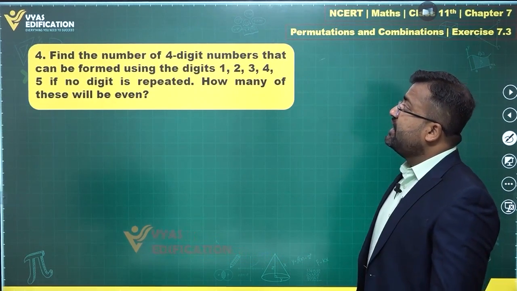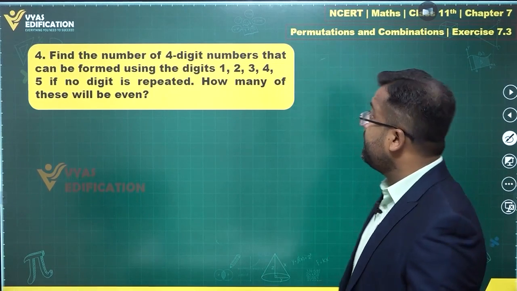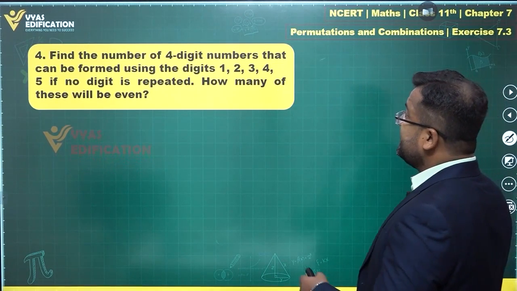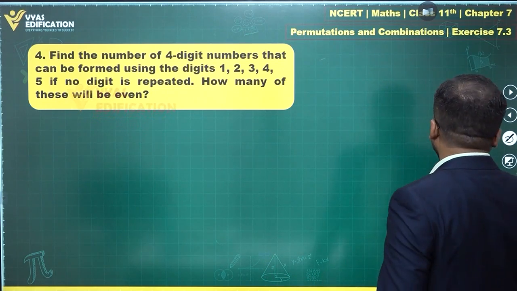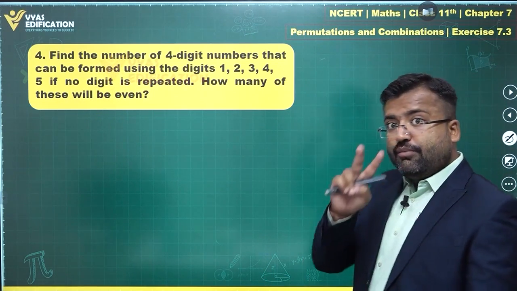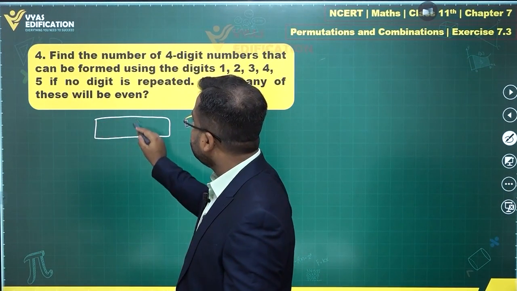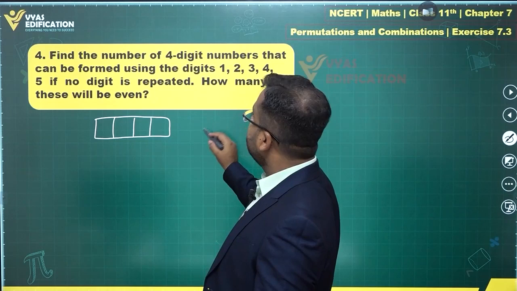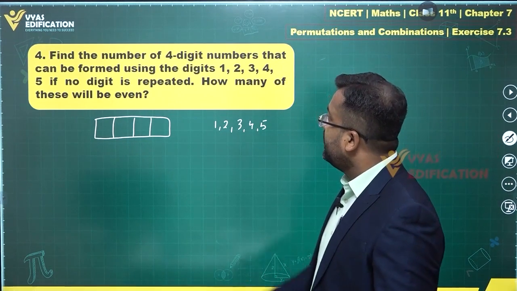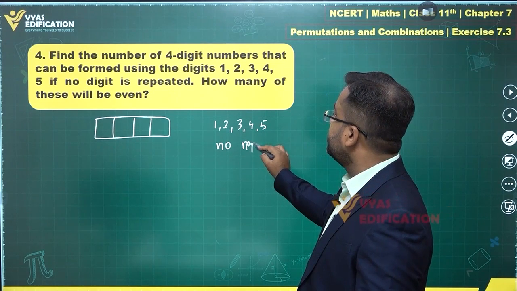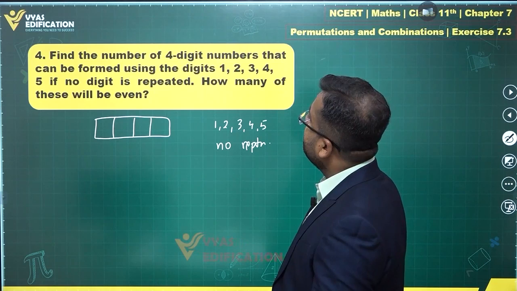Fourth, find the number of 4-digit numbers that can be formed using the digits 1, 2, 3, 4, 5. If no digit is repeated, how many of these will be even? Okay, so there are 2 parts of this question. 4-digit numbers formed using the digits 1, 2, 3, 4, 5. Okay, and no repetition. That's what the person is saying. If no digit is repeated, right?